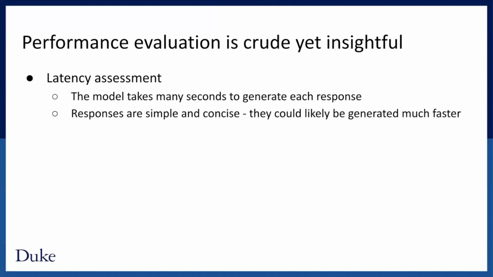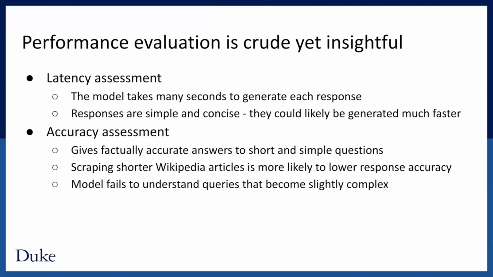So because they're so simple, they could likely be generated much faster. The other thing I crudely assessed was the accuracy of the model, and I found that it gives factually accurate answers to short and simple questions. And it is more likely to give a more accurate answer if the Wikipedia articles you're scraping are long and dense and informative. You scrape a short Wikipedia article, it doesn't matter if you ask a very specific question, you're still going to get low response accuracy from just a low density of data.